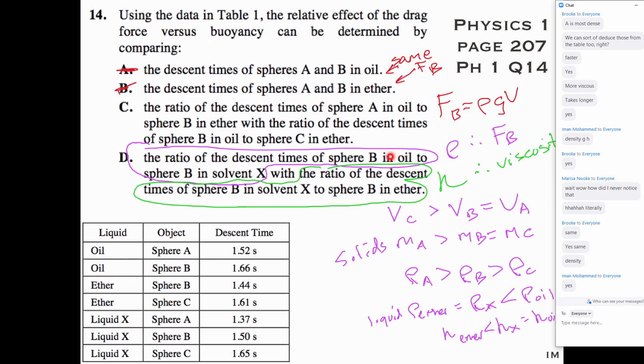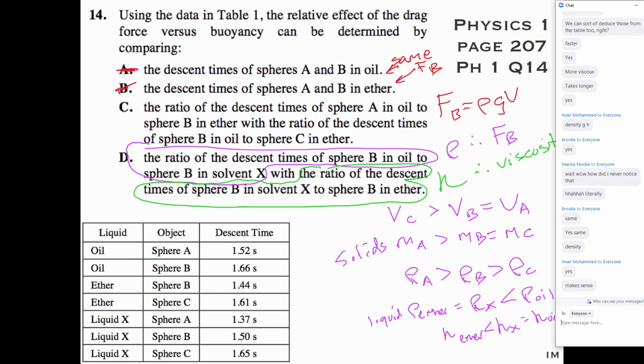So if it ended up that these two fell about the same time and these two fell drastically different times, viscosity was more important. If these fell at drastically different times and these were roughly the same, then buoyant force would be more important. Whereas here, there's too many variables. So does that make sense that this one, not enough variables, this one, too many variables, this just right?